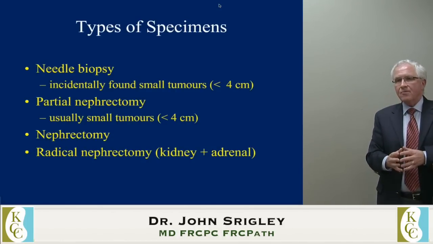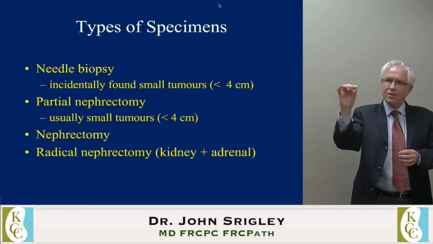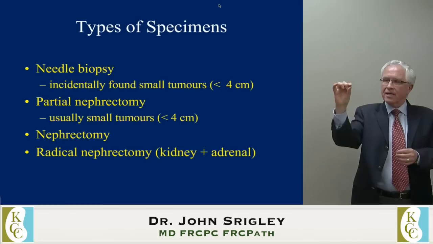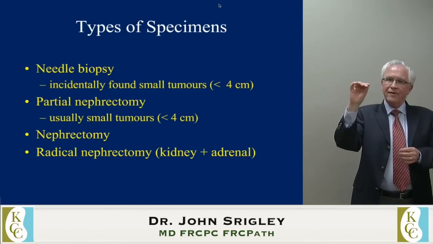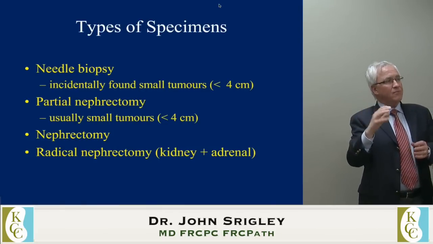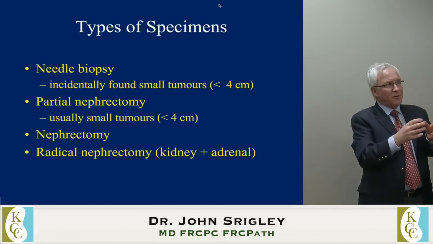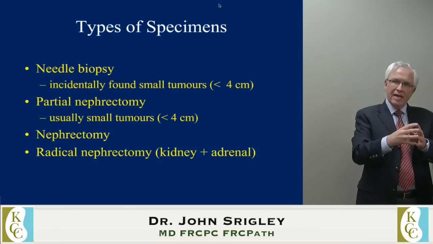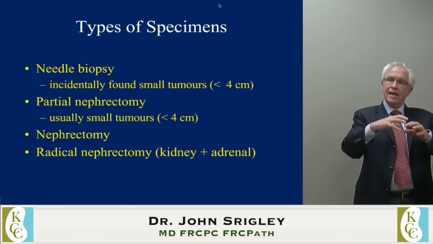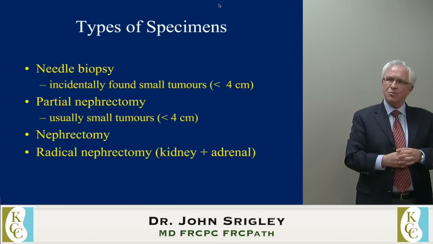Now, the types of specimens that we've received, Dr. Getty's covered a few of them already. We sometimes see a needle biopsy, which is just a very thin core of tissue that's removed from a kidney or a kidney tumor. And often in those cases, we're able to make a very specific diagnosis based on that very small amount of tumor. Now, from a therapeutic perspective, the partial nephrectomy is when only part of the kidney is removed with a tumor. A total nephrectomy is when all of the kidney is removed, and a radical nephrectomy is when all of the kidney and the surrounding fat and often the adrenal gland are removed as well. That's referred to as a radical nephrectomy.